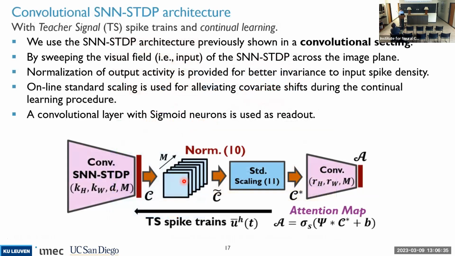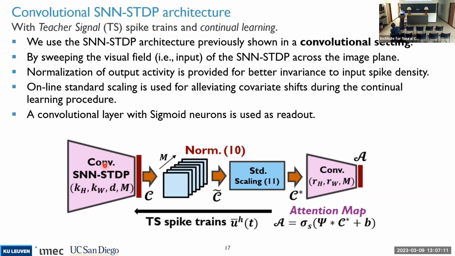Yeah, so this is the network architecture that we use. It is composed of two layers. The first layer is the SNN-CDP layer, but in a convolutional setting. So you can see it as a bit the same as the fully connected SNN ensemble I showed you before, but you would sweep its visual zones, visual inputs, across an image with a certain patch size and stride size. But apart from that, everything is similar.